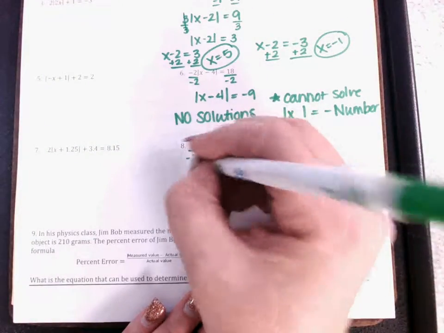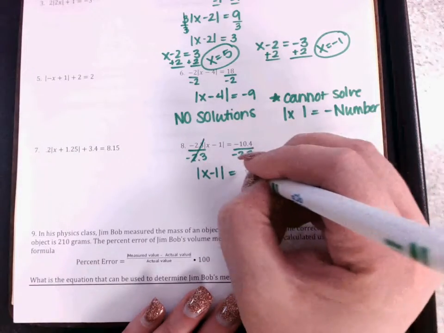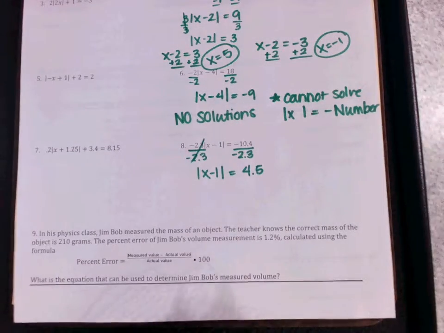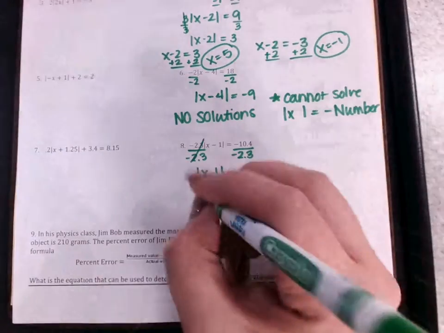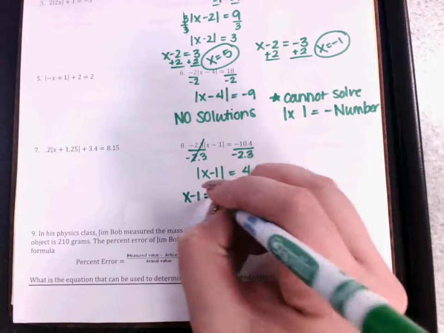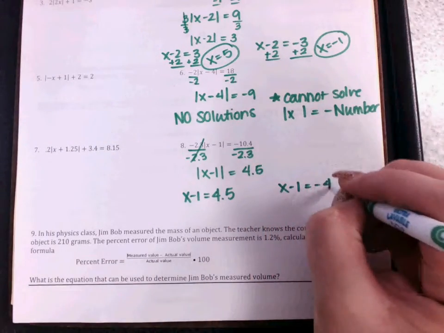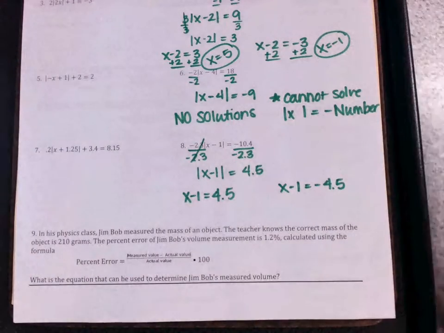Okay, so this crosses out. I have the absolute value of x minus 1 equals 4.5. We'll just round to 1 decimal place. And from there, now that that number is positive, I'm allowed to split again. So it'd be x minus 1 equals 4.5, and x minus 1 equals negative 4.5. So remember, you're always splitting if it's a positive.